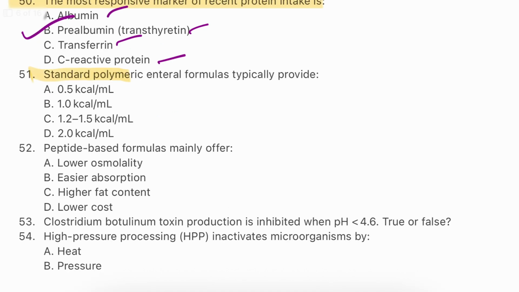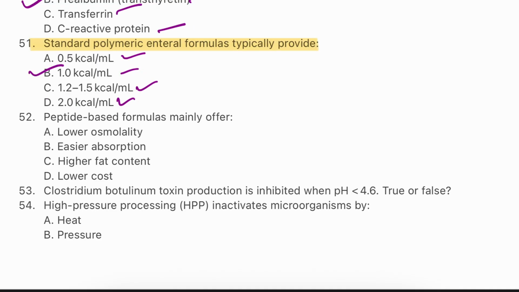Question number 51. Standard polymeric enteral formulas typically provide 0.5 kilocalorie per ml, 1 kilocalorie per ml, 1.2 to 1.5 kilocalorie per ml, 2 kilocalorie per ml. The answer is B. 1 kilocalorie per ml. Standard polymeric enteral formulas are designed for general use and typically provide 1 kilocalorie per ml.